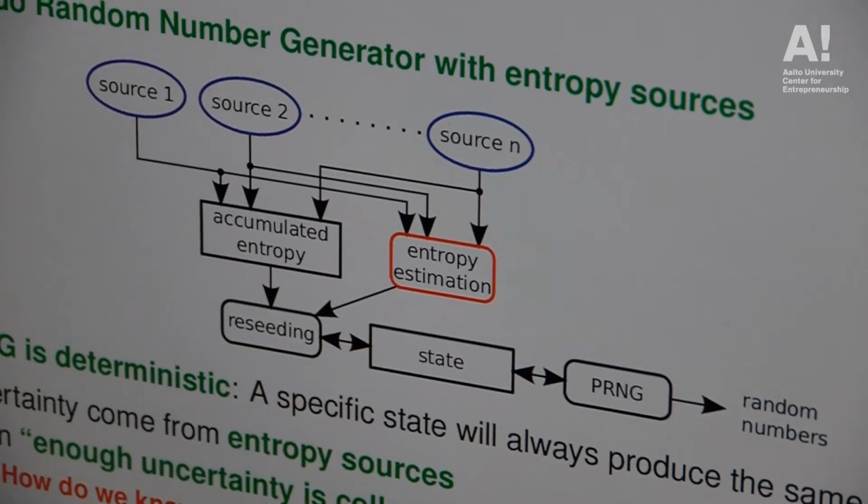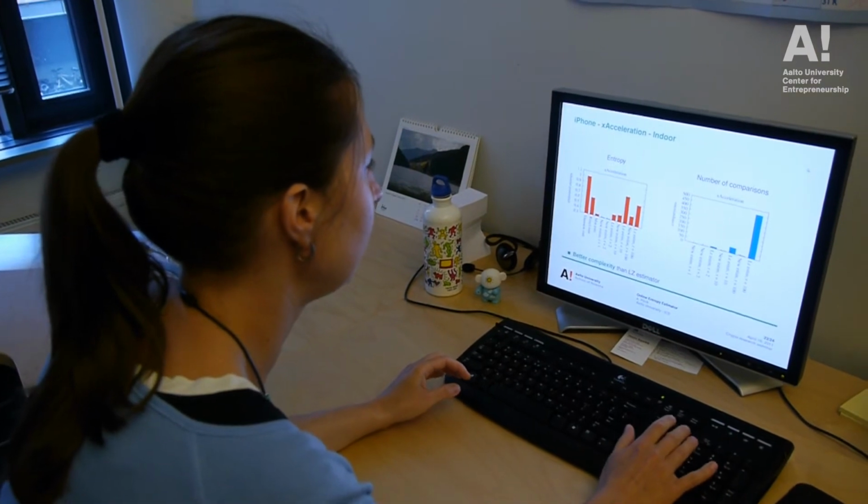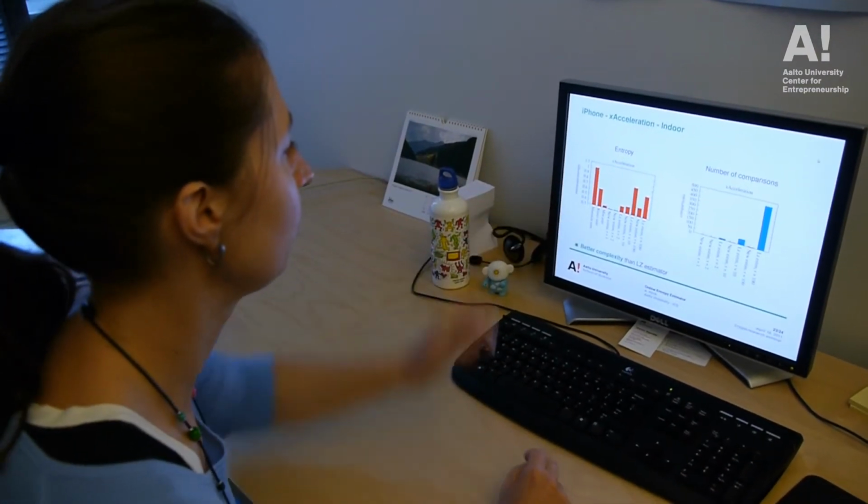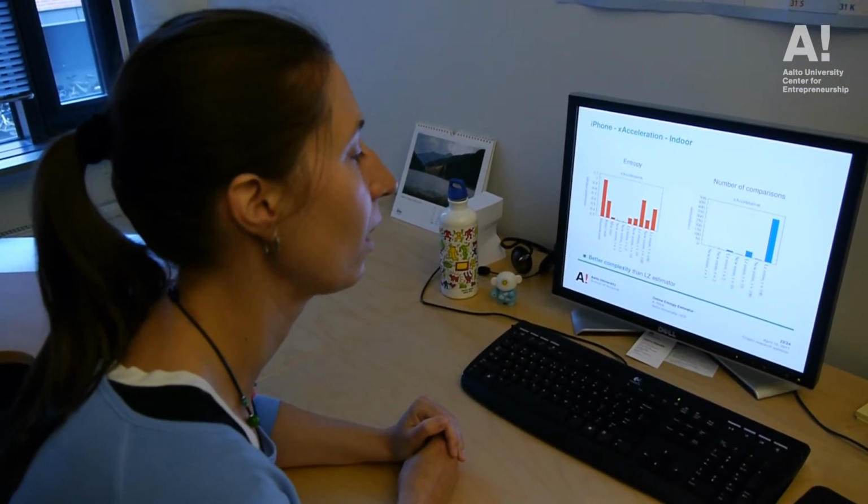My invention works in that area. So the question is, at what time do we have to reseed? When have we collected enough uncertainty, entropy?